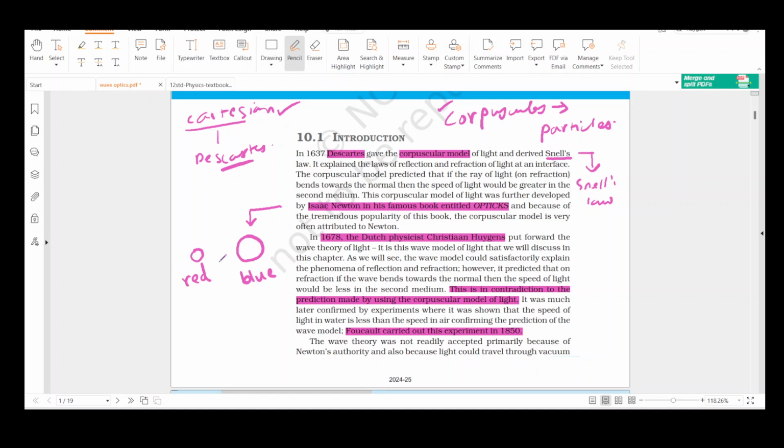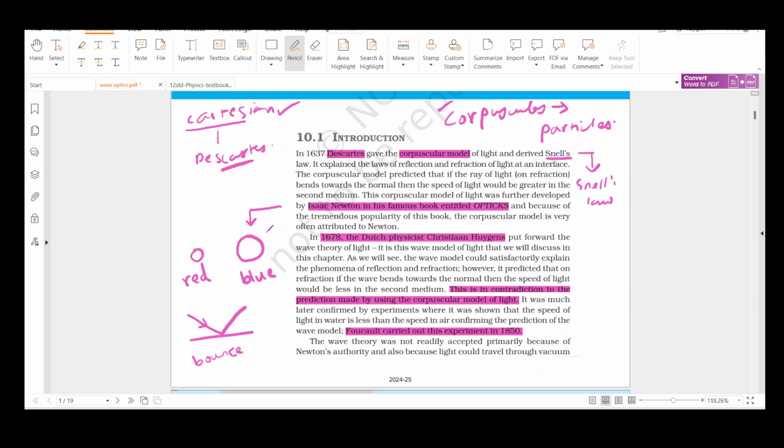So different colors of light are due to different sizes of particles, and reflection of light is because these particles bounce off exactly the way a tennis ball would bounce off, or anything else. Is that okay? So these particles bounce off, therefore you have reflection. This is what Newton said.